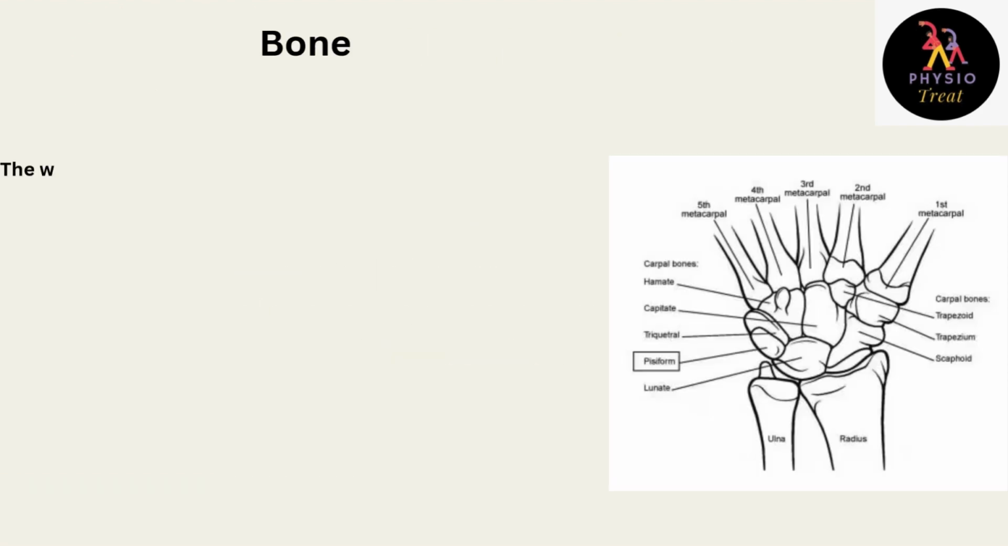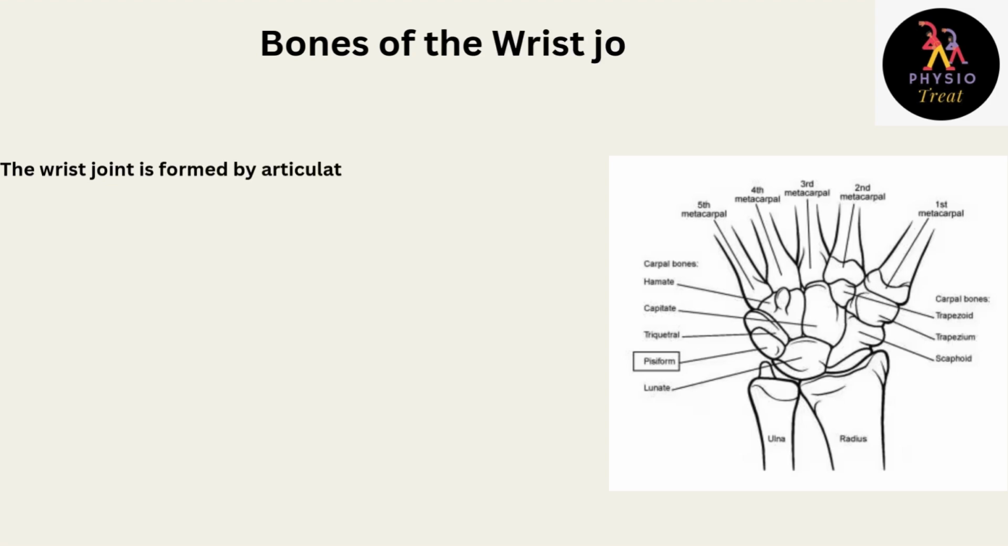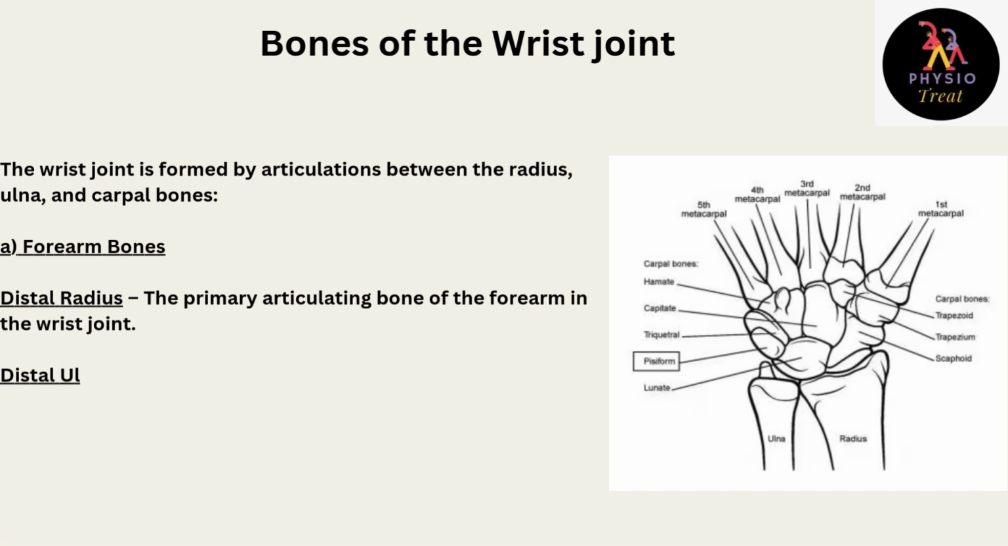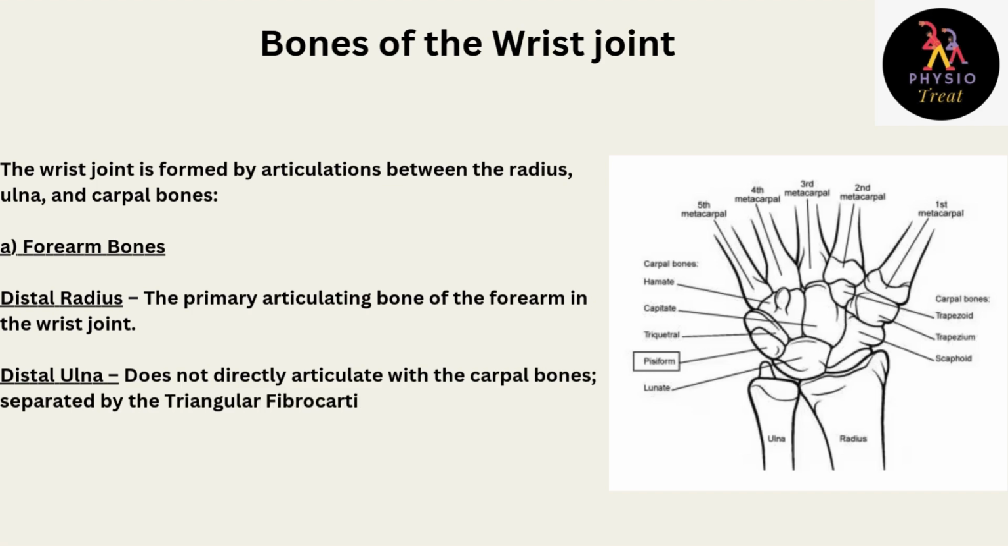Bones of the wrist joint. The wrist joint is formed by articulations between the radius, ulna, and carpal bones. A. Forearm bones. Distal radius, the primary articulating bone of the forearm in the wrist joint. Distal ulna does not directly articulate with the carpal bones, separated by the triangular fibrocartilage complex.